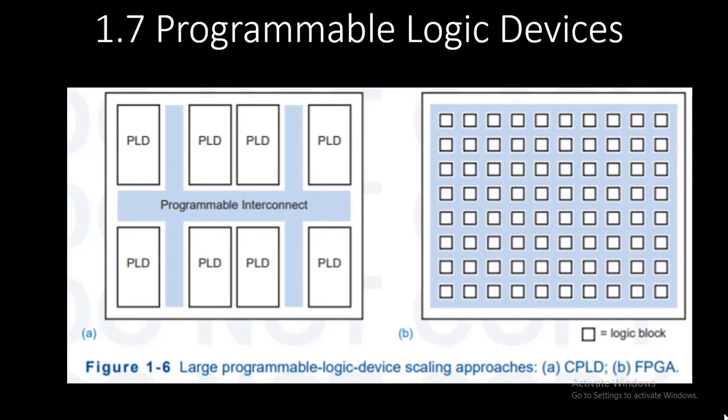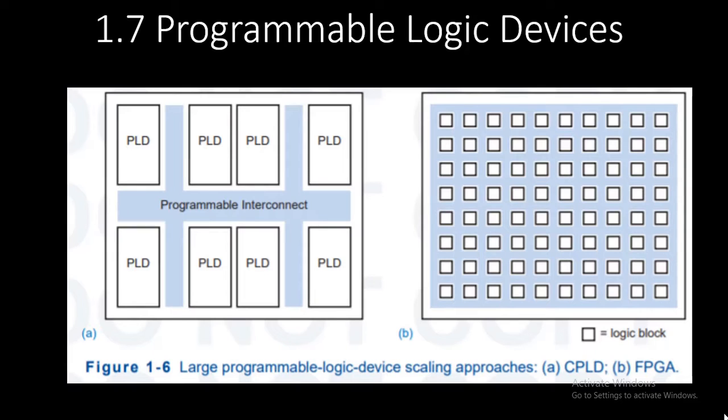At about the same time that CPLDs were being invented, other IC manufacturers took a different approach to scaling the size of programmable logic chips. Compared to a CPLD, a field-programmable gate array (FPGA) contains a much larger number of smaller individual logic blocks and provides a large distributed interconnection structure that dominates the entire chip. Figure 1-6 illustrates the difference between the two chip design approaches.